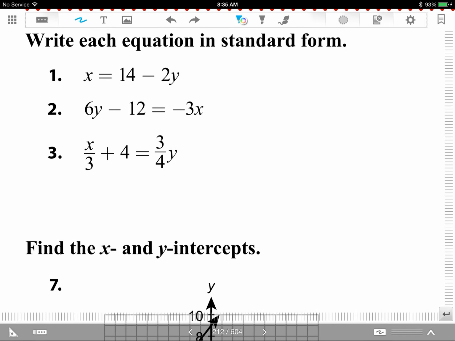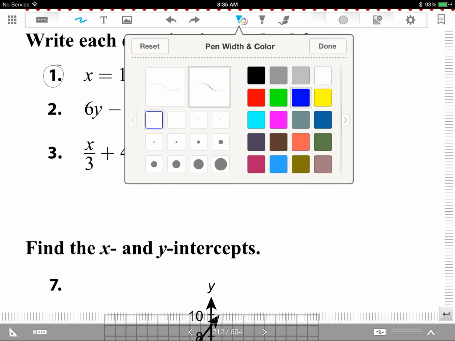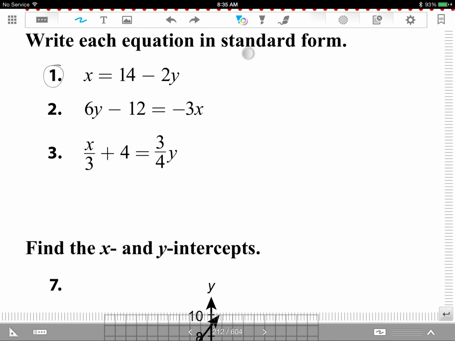Write this equation now in standard form. What we said is the standard form. The standard form should look like ax plus by equals a number c. As you can see, on the right side of your equal sign you have no variable, so that c is definitely a constant.